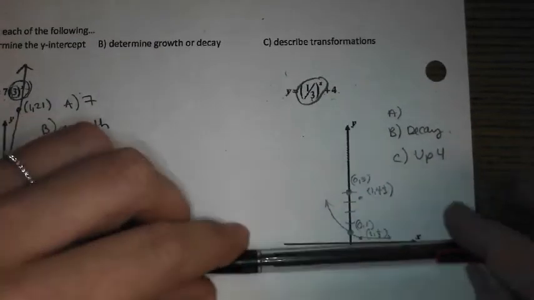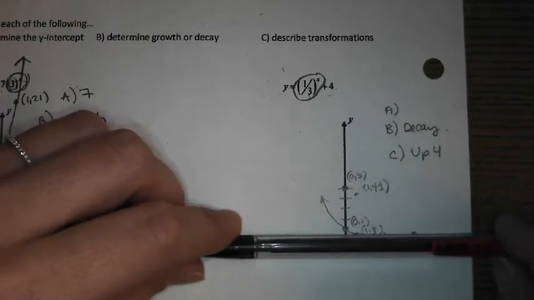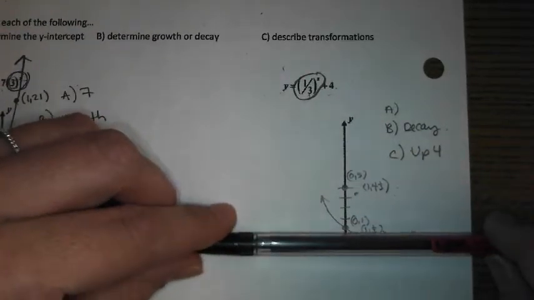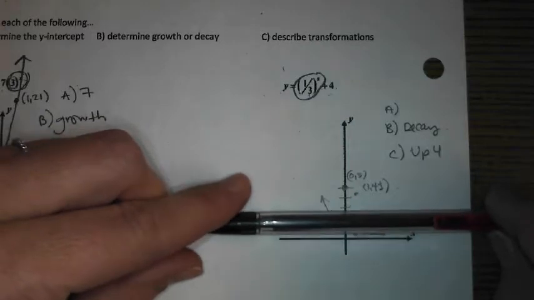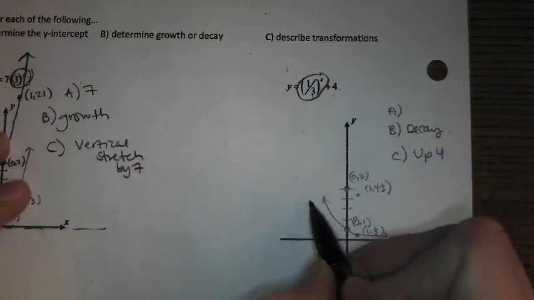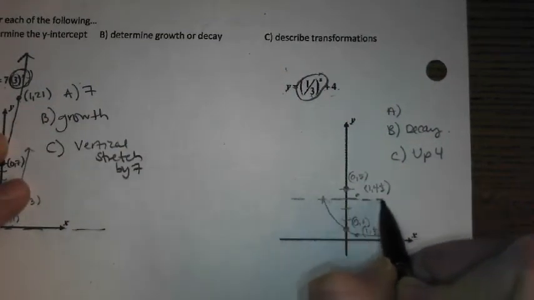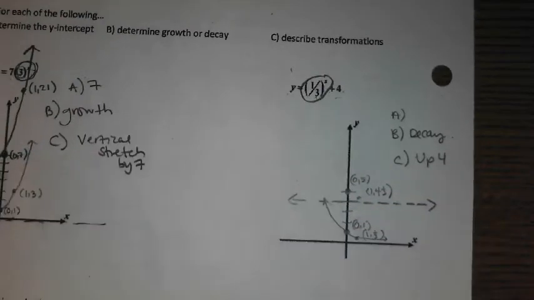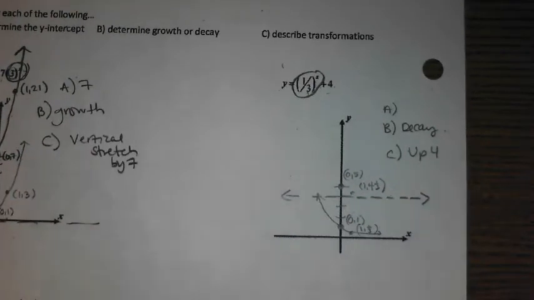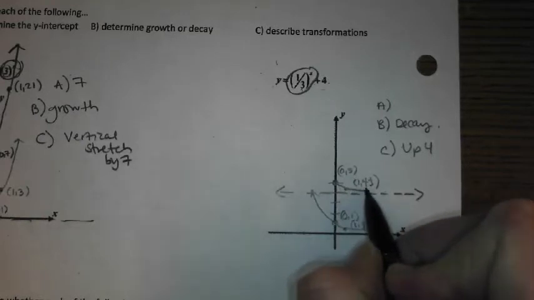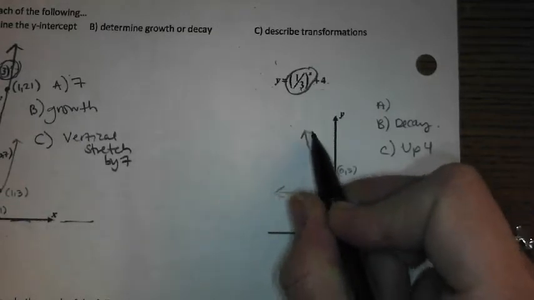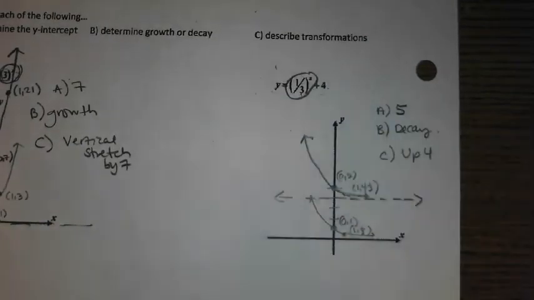How about a horizontal line, the asymptote? If I shift that up 4, is it going to move? Yes. y equals 4. So I have a new asymptote here. I cannot let my graph cross that line. Any questions?